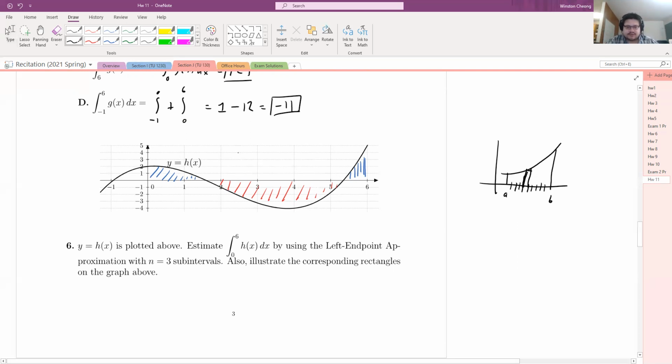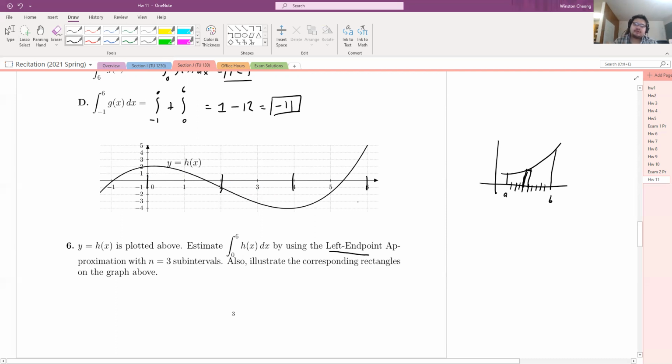Now, to explain what this left endpoint means, I'm going to do that with the actual picture because it's larger and there's more detail. So first of all, I want to divide this interval from 0 to 6 into 3 subintervals. So that means the width of each rectangle is going to be 2. So we have a rectangle from 0 to 2, from 2 to 4, and from 4 to 6.